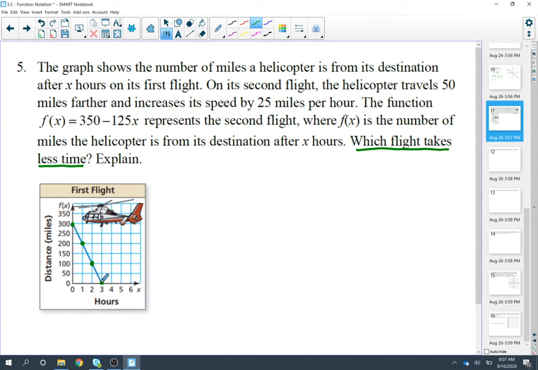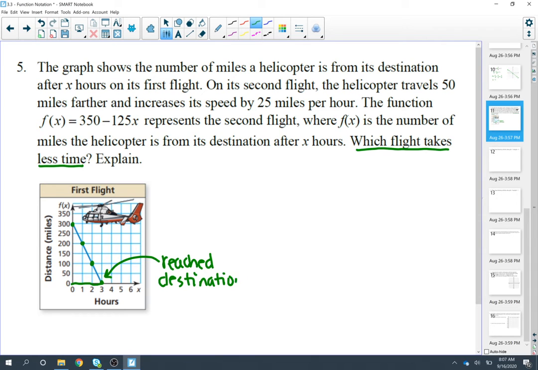Well, let's think about that. It was 300, then 200, so that got smaller. Then it was 100, then it was 0, meaning it's getting closer and closer until it finally gets there. So right here, when it's 0 miles from where it wants to go, it has reached its destination.